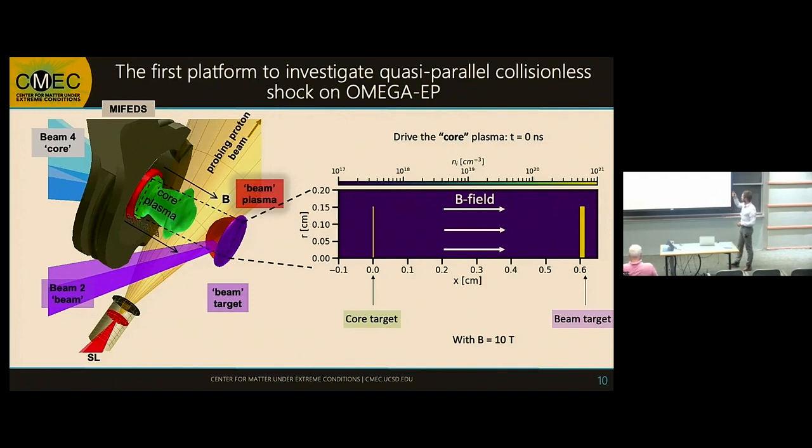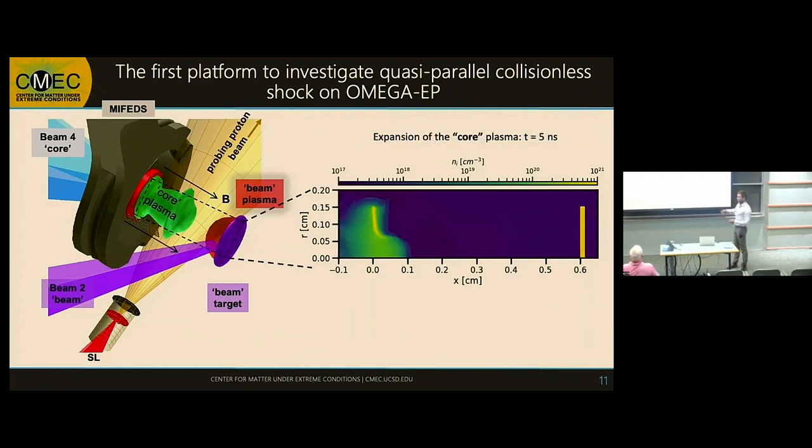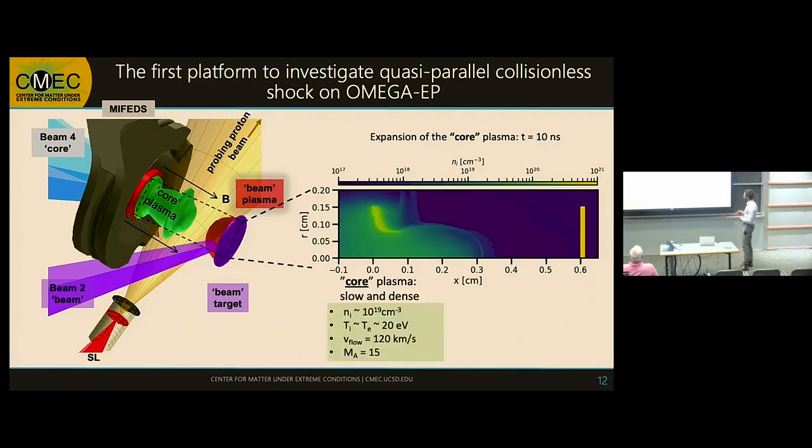The idea is that first we irradiate the rear surface of the core target here. We create an ablation plasma. The ablation pressure will launch the plasma in these directions. This plasma is pretty slow. Basically, it reaches the midplane around 10 nanoseconds after the beginning of the experiment. And what is interesting about what we call the core plasma is that it's pretty dense, so we have a small ion inertial length.